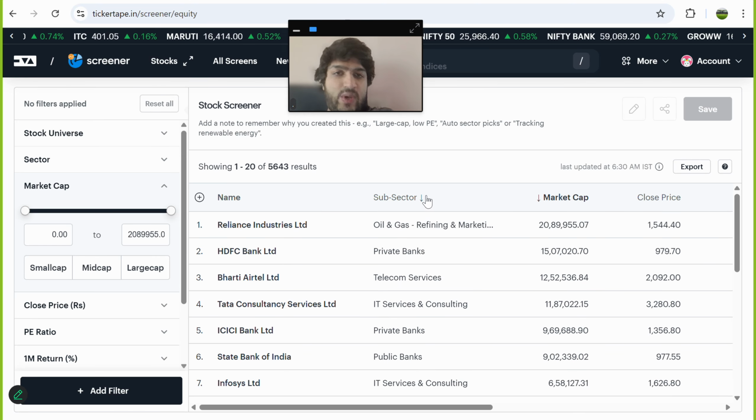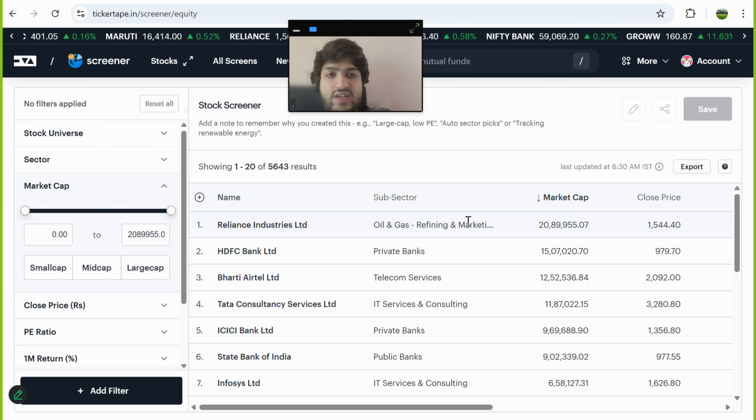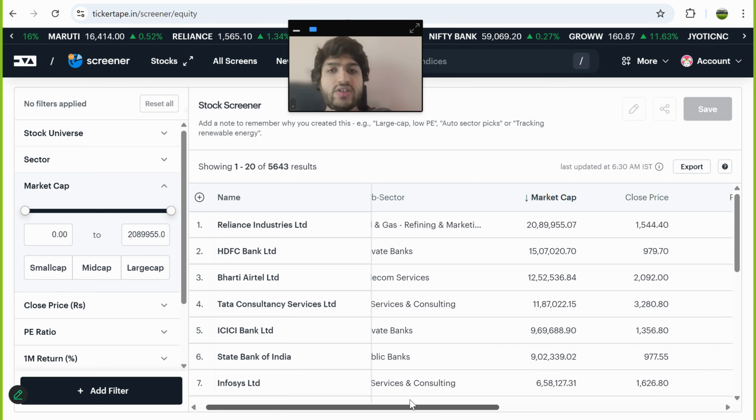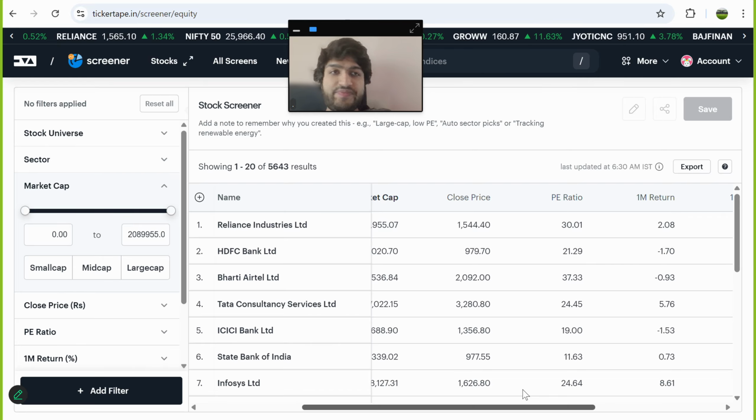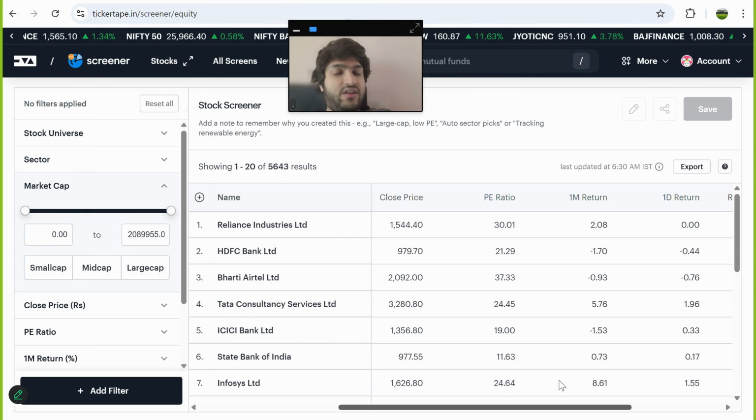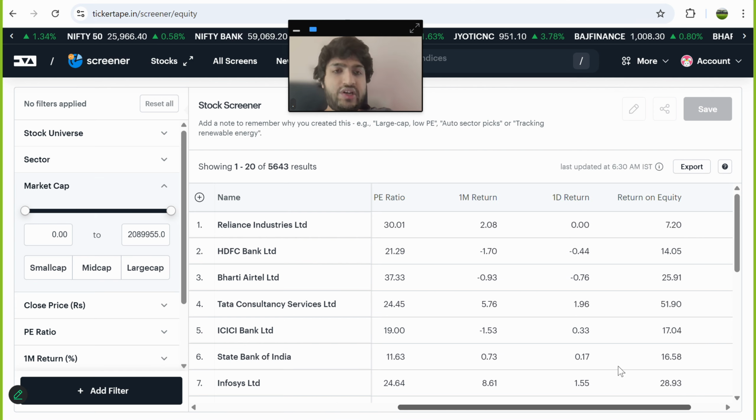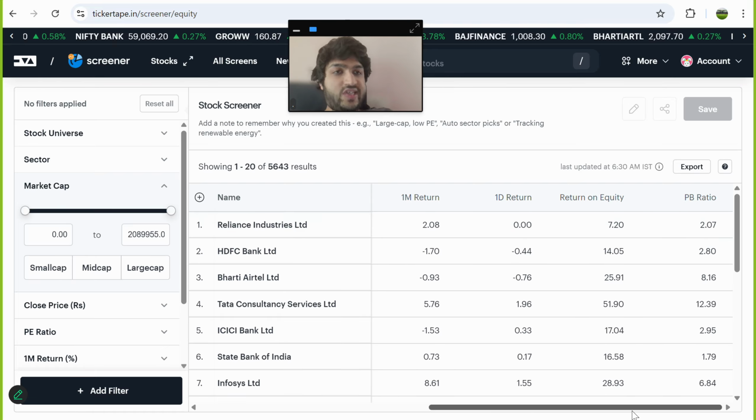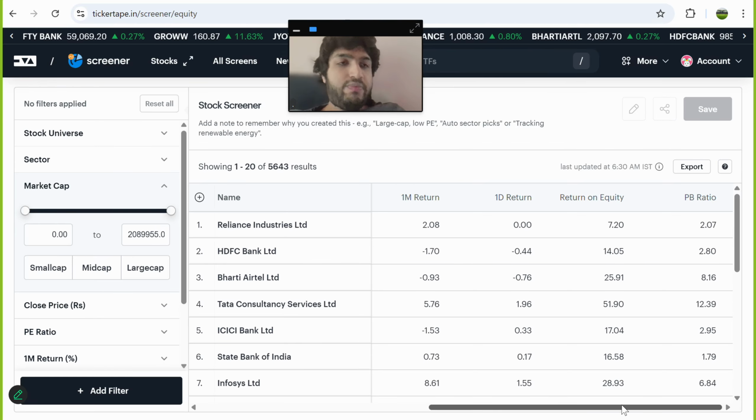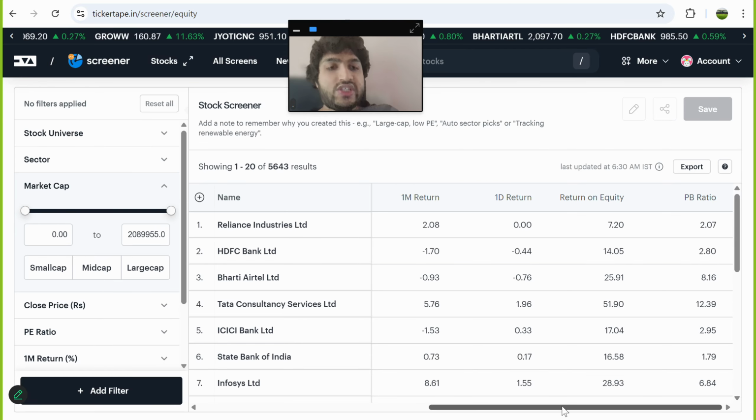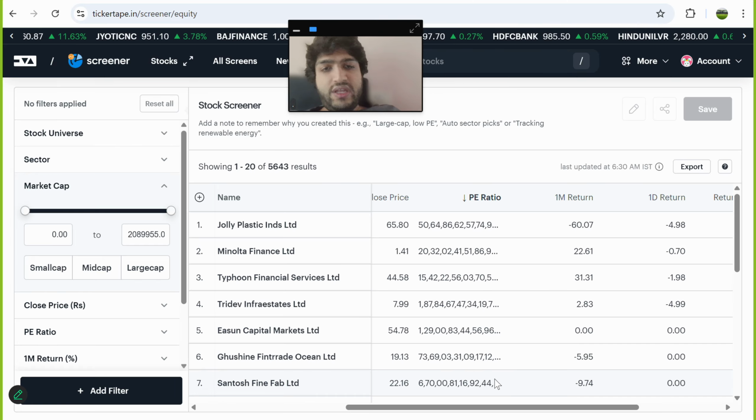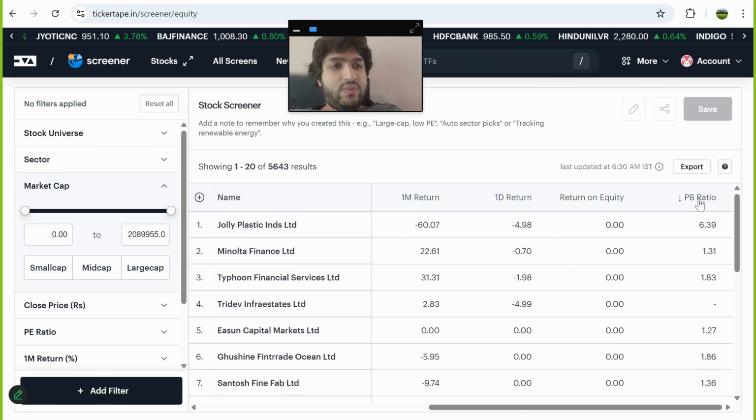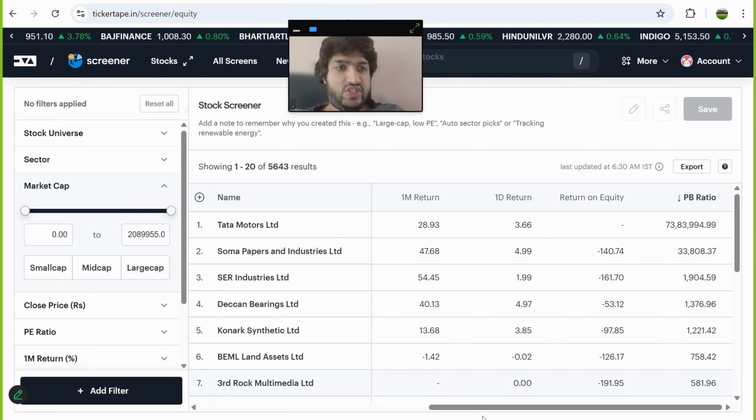Now you have the stock name, you have the subsector, like different sectors where the stock belongs to, or where the company belongs to, market cap, close price, PE ratio, the returns over the last 1 month, 1 day, the return on equity ROE, and the PB ratio. PE ratio is the price to earnings ratio. PB ratio is basically the price to book value ratio.